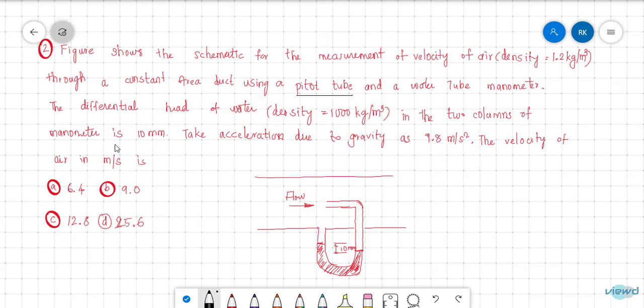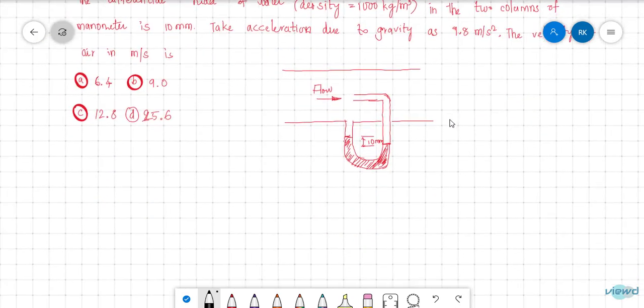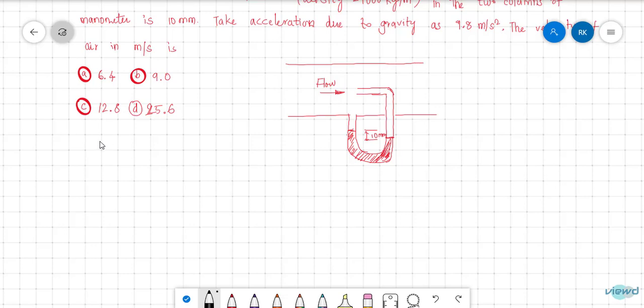In the two columns of manometer is 10 mm. So the difference between the manometric levels is 10 mm. Take acceleration due to gravity as 9.8 meter per second square. Velocity of air in meter per second is. What is the velocity of air? So pitot tube. You can apply directly the formula. You don't need to derive the equation. So velocity is equal to under root 2gh.